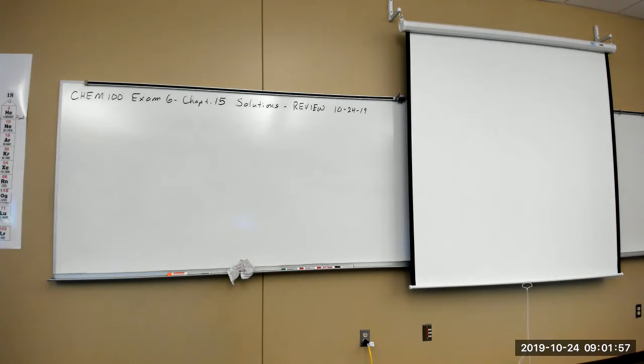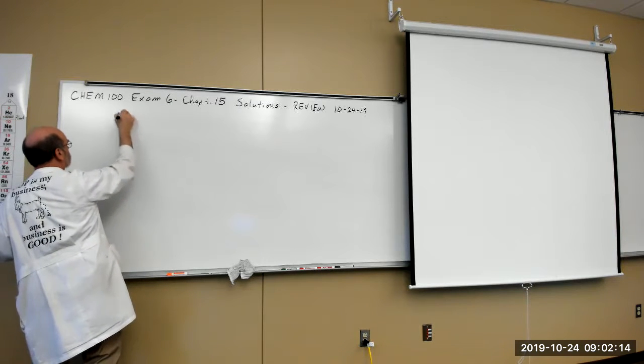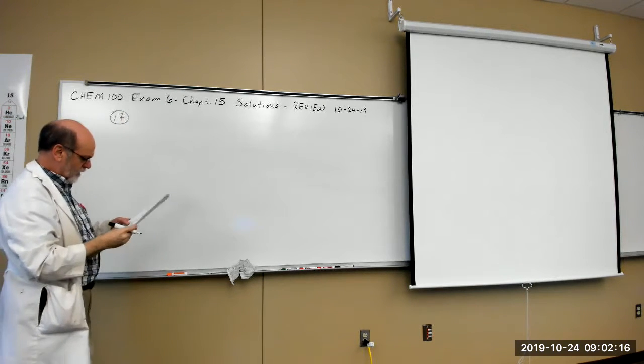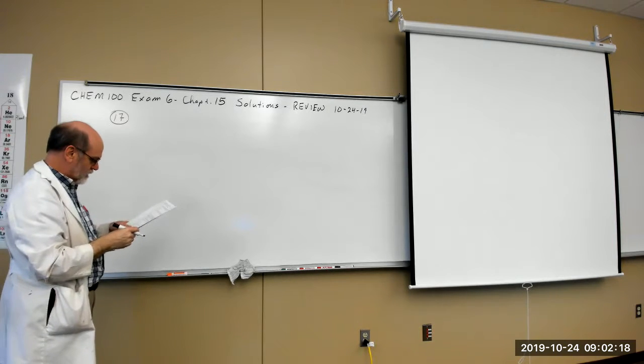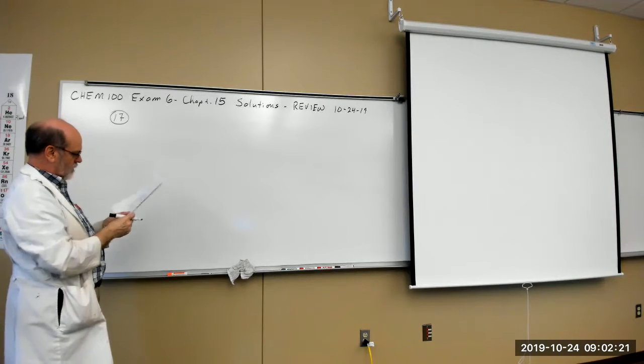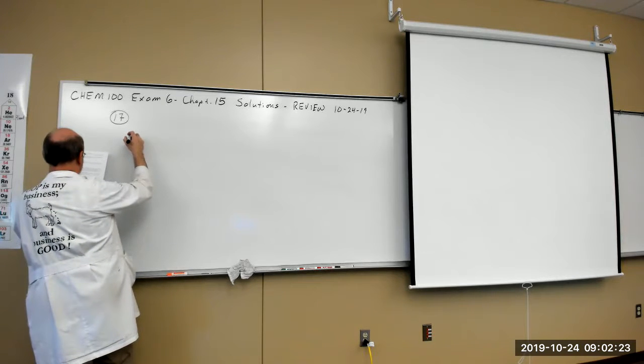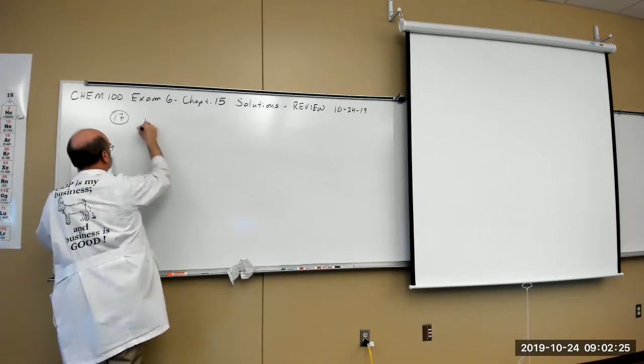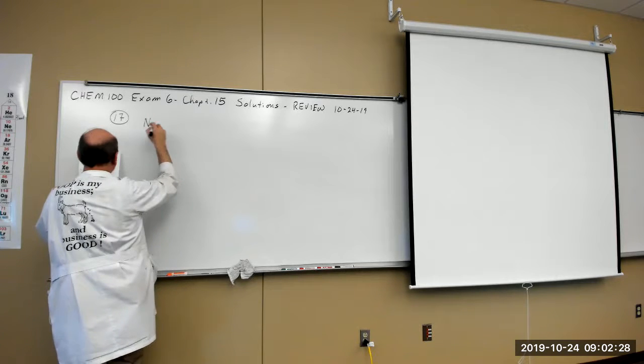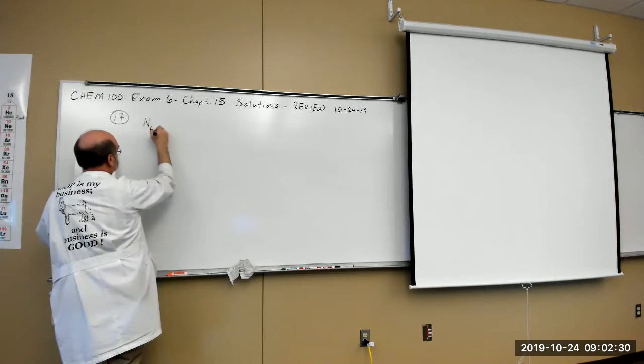Let's see. Okay, we're doing good on time. See what else we can come up with. 17 is a question of normality. Why don't we do that one? Okay, the question is, what's the normality of a base if, so we're looking for the normality of the base.